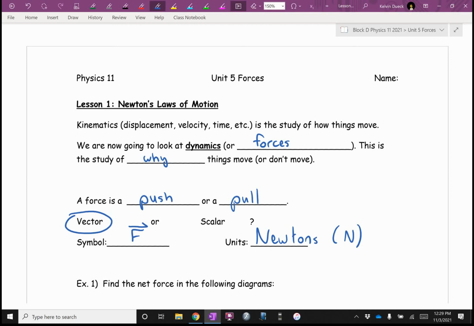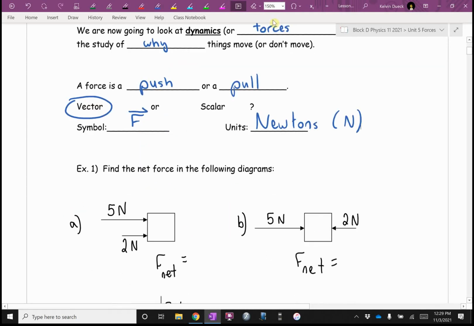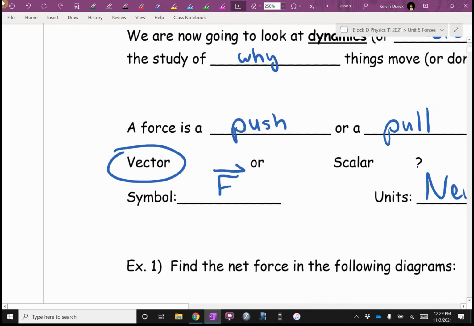One of the things we're going to be talking about a lot here is the net force. Example 1 says, find the net force on the following diagrams. The net force is what you get when you add up all of the forces acting on an object and replace it with just one single uber force that contains them all. Let me show you what I mean. I'll zoom in a little bit for those of you in the back row.